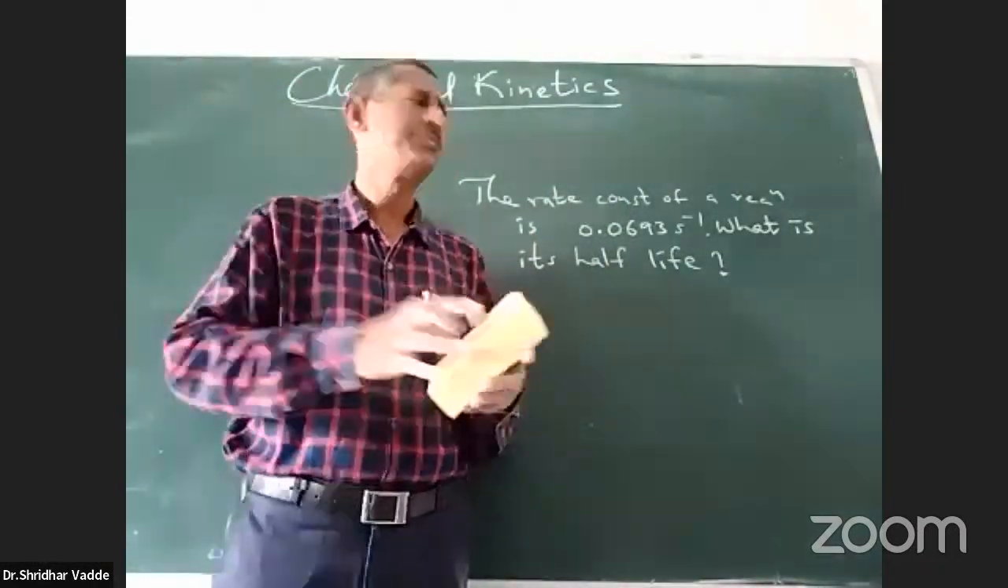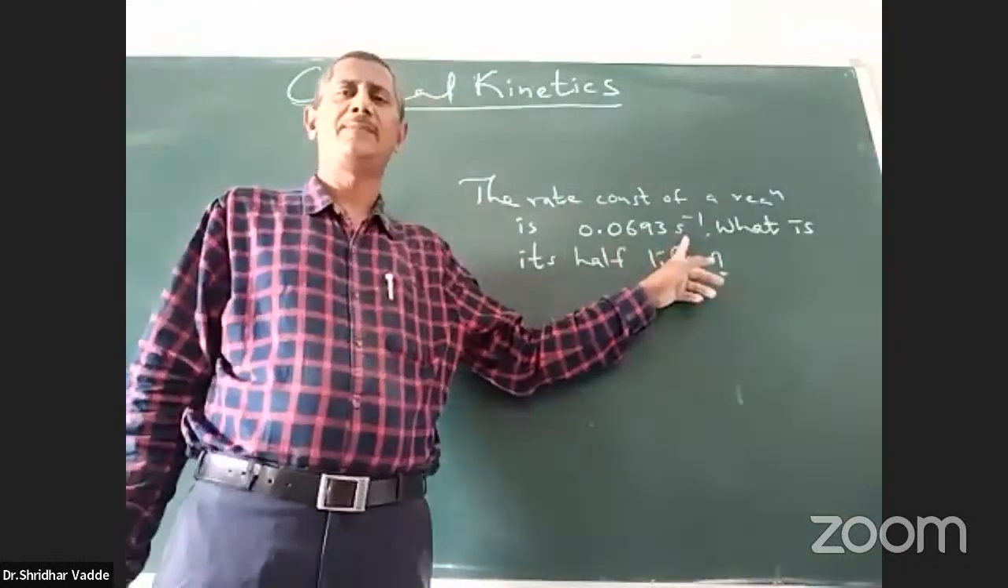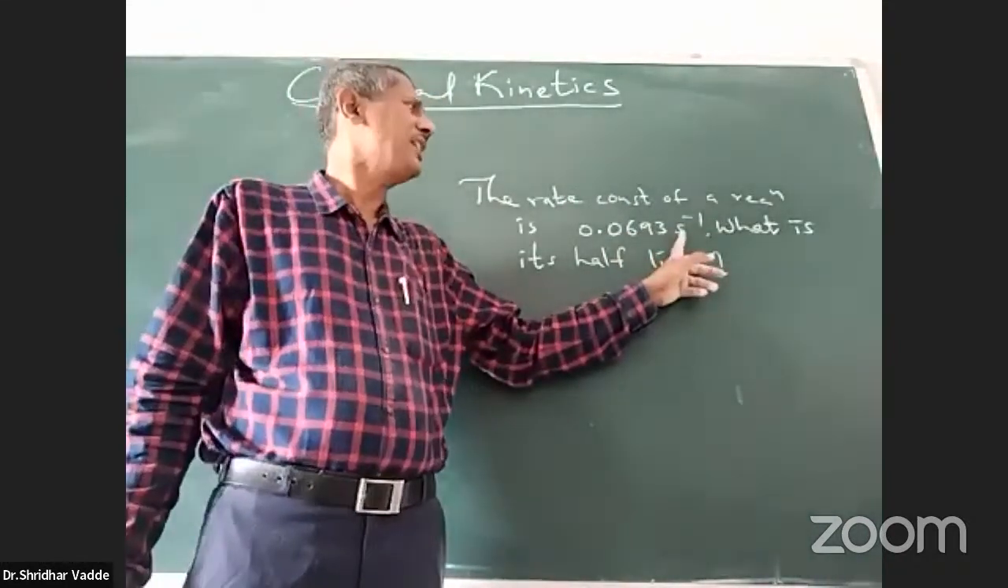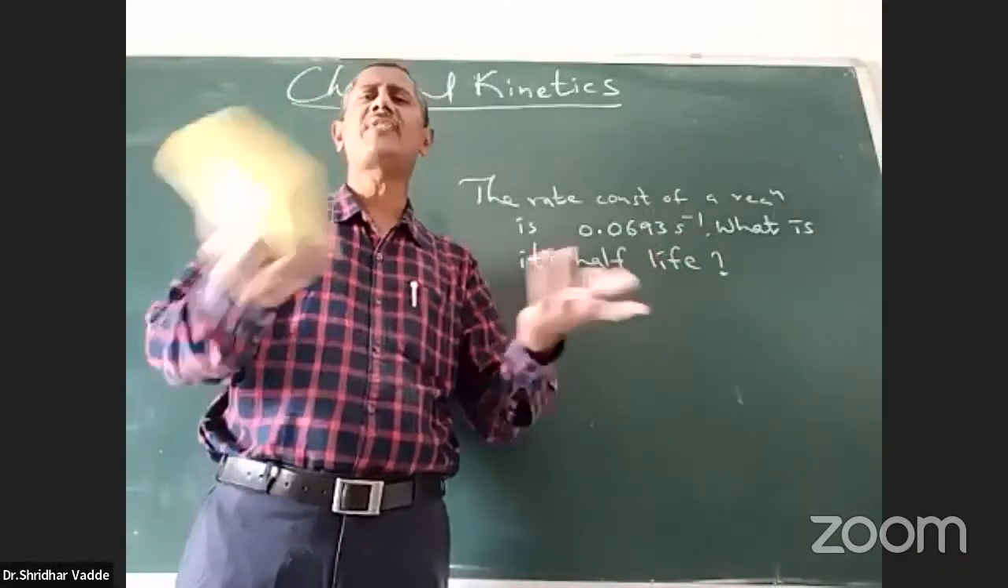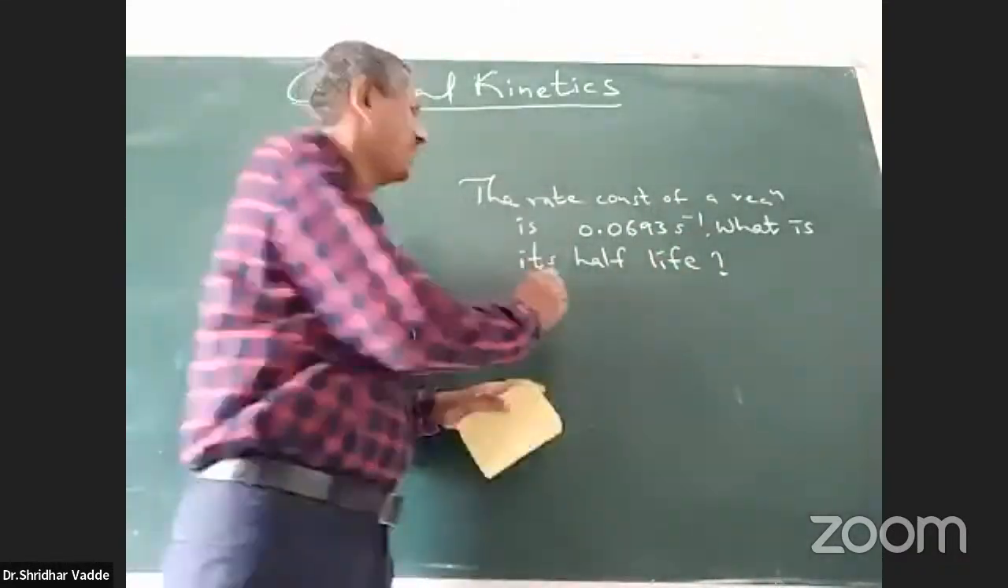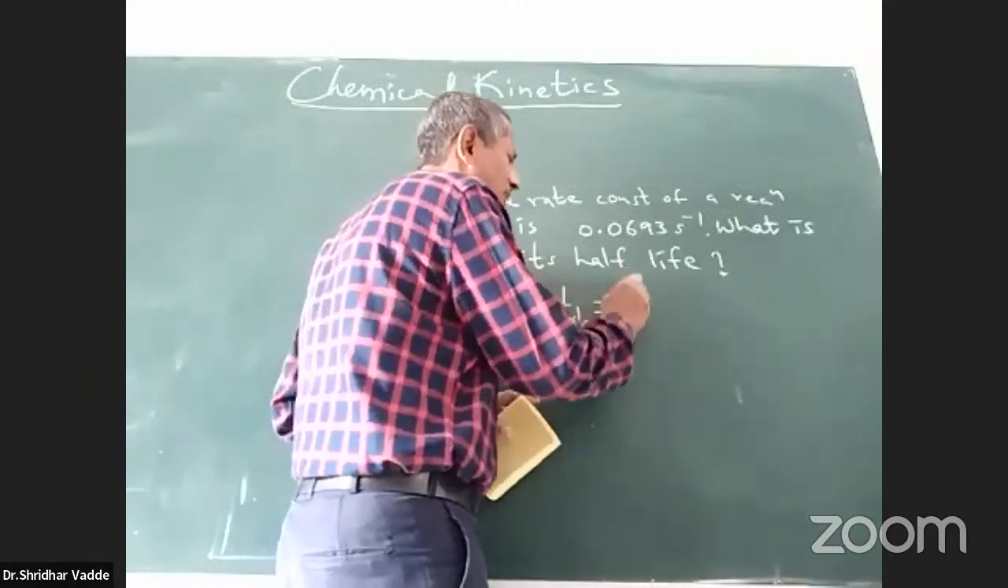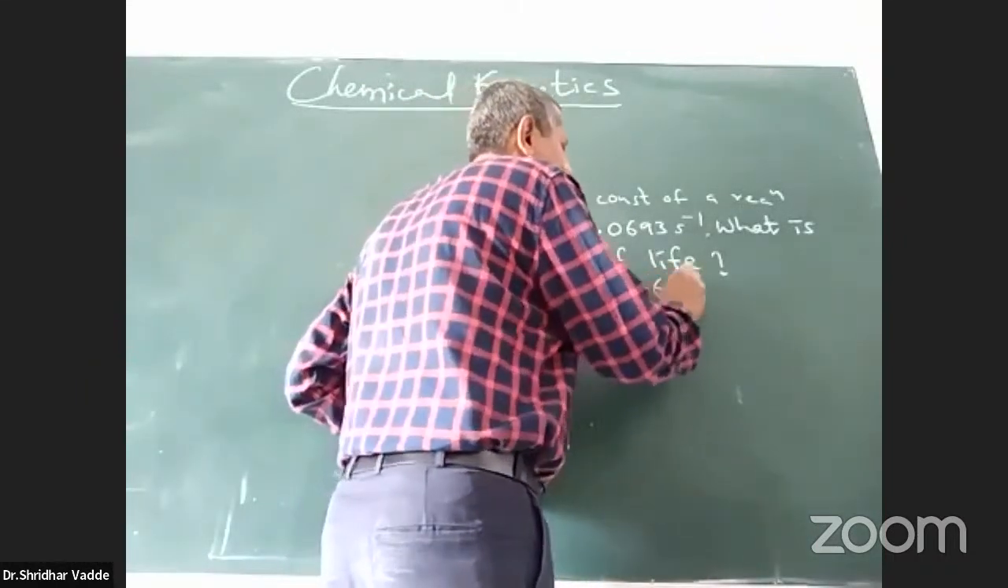How do we know? Just by watching the units. So the units are given as second inverse. Means what? It is first order. But the first order half-life is equal to what? 0.693.